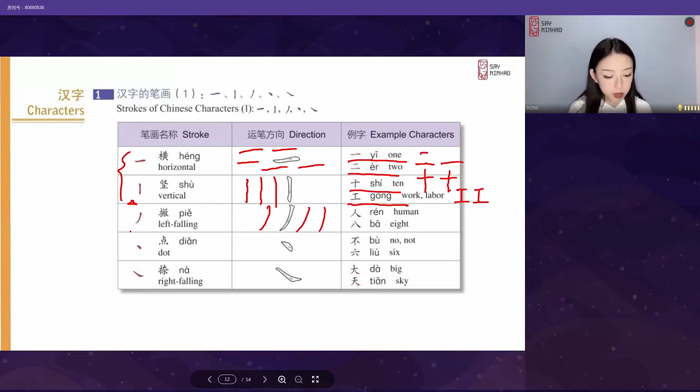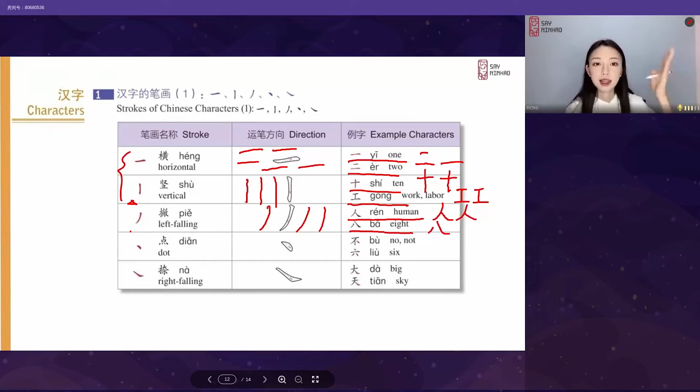Now let's see the examples. First example is 人, which means human. It consists of a left falling 撇 and then a right falling. It makes 人, a left falling, a right falling. Next one is 八, which means 8 in Chinese. It is a short left falling 撇 and then a longer right falling. It is 八, 8 in Chinese.